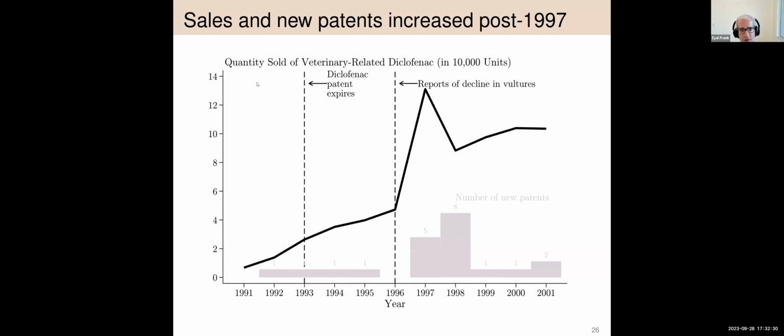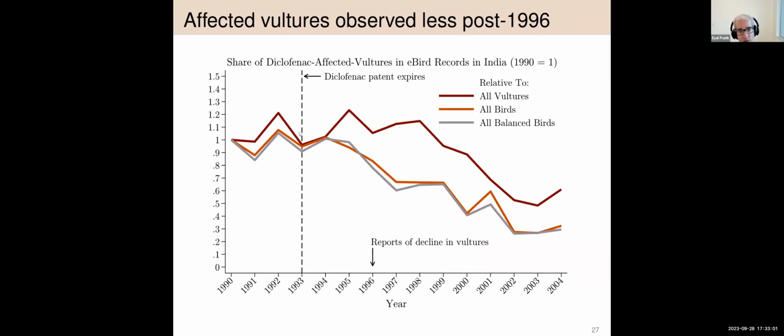And what we know happened is that the patent expired, or there was a generic approval, and we started seeing a big increase over time in the entry of new generic versions of the drug, and also an explosion in the price and the availability and sale of diclofenac. Perhaps even more importantly, we started seeing the vulture population, the share of their observations relative to other birds observed in different data sets, starting to collapse as well.